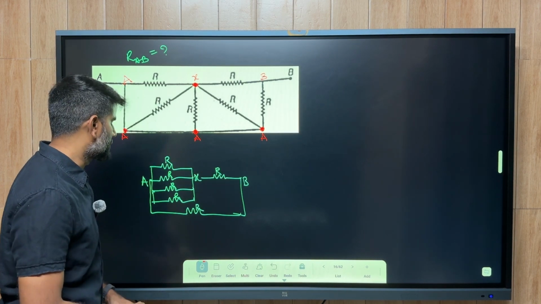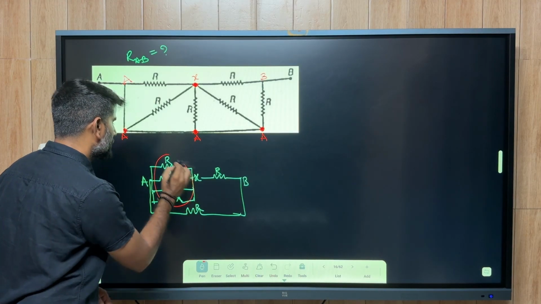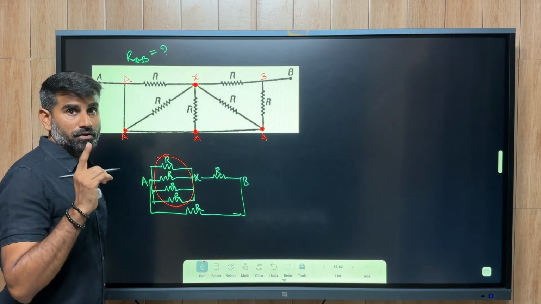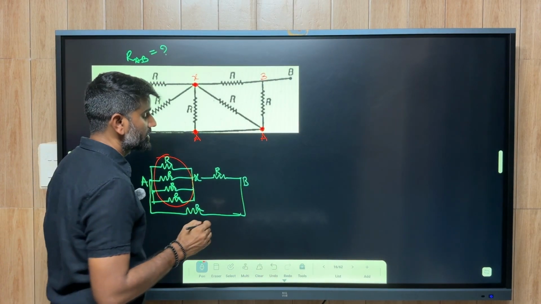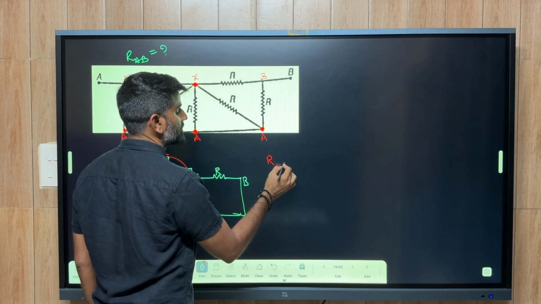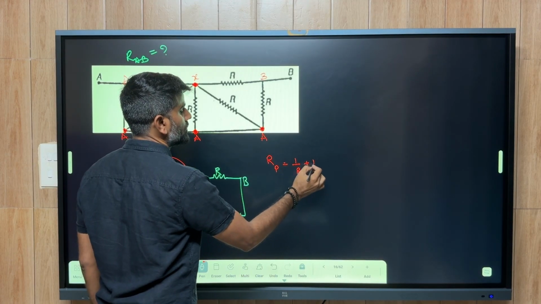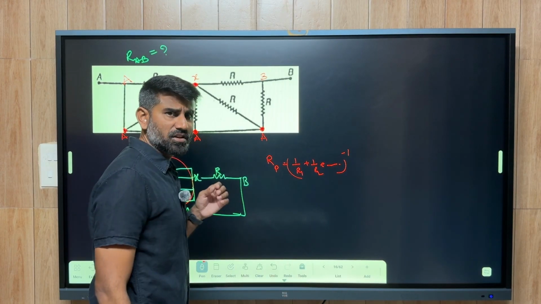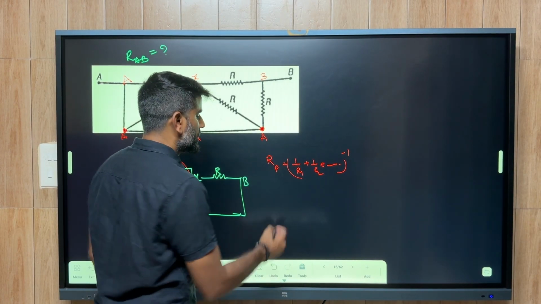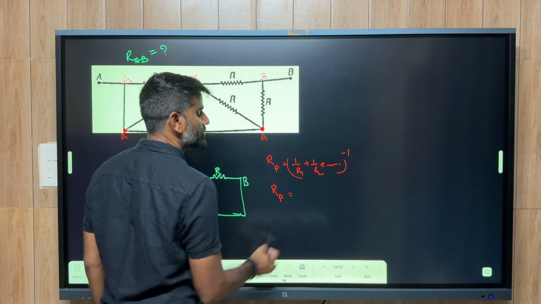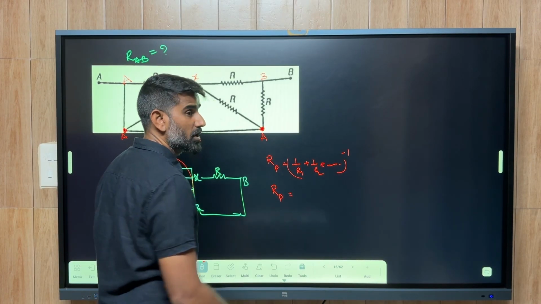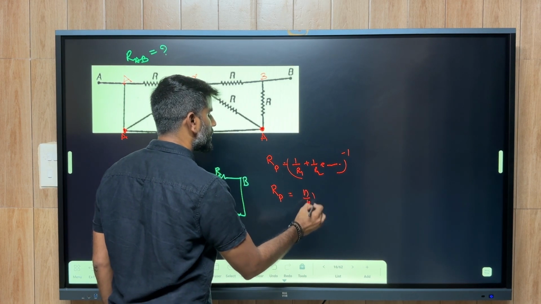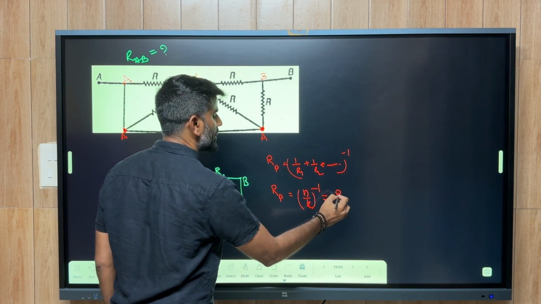Now let's find the equivalent resistance. As we know, all these four resistors are connected in parallel. Whenever resistors are connected in parallel, the equivalent resistance is 1 by R1 plus 1 by R2 plus so on, whole inverse. If the resistances of all the resistors are the same, in such a case the resistance in parallel is 1 by R plus 1 by R plus 1 by R, n times. That means n by R whole inverse, which comes out to be R by n.